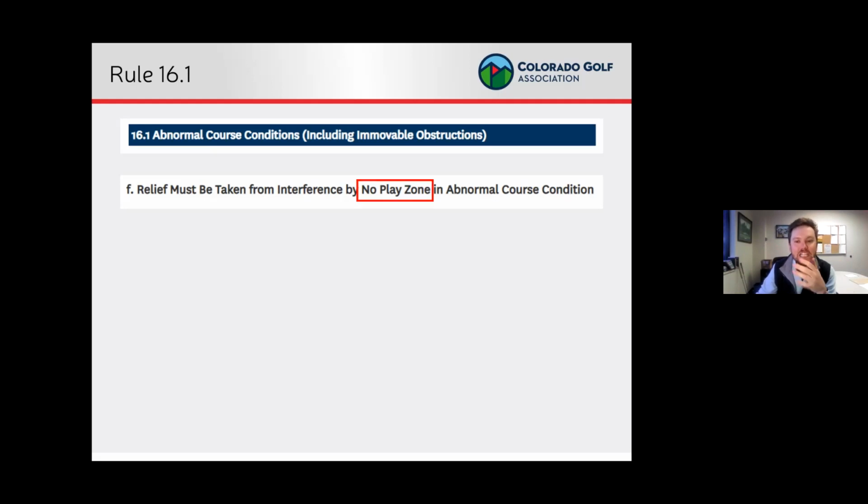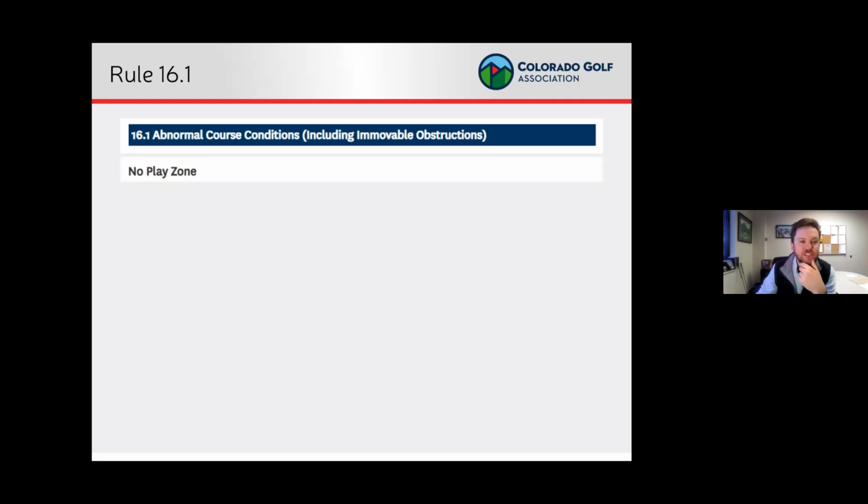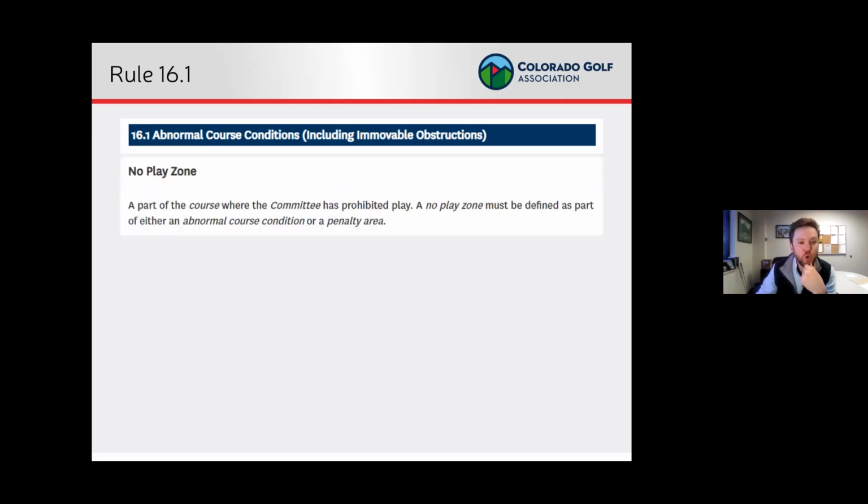Again, we have a no play zone, and before we get into it, we're going to look at what that is in the definitions. Simply, it's a part of the course where the committee has prohibited play, a decorative flower bed, let's say. A no play zone must be defined as part of either an abnormal course condition or a penalty area. So if we have a no play zone, it's got to be one or the other. So if we're looking at the flower bed, okay, that's going to be an abnormal course condition. Furthermore, ground under repair, maybe, let's say.